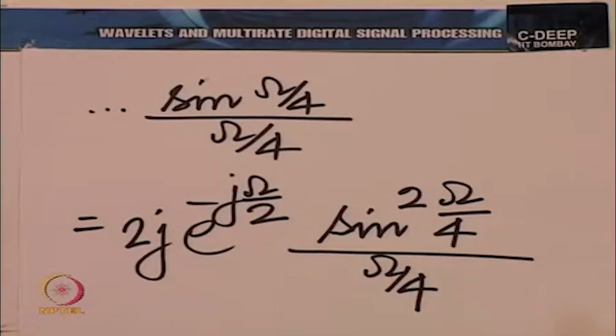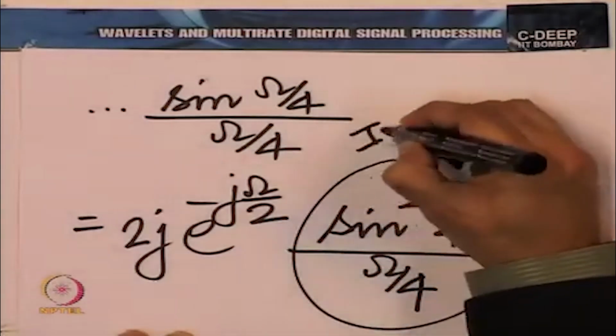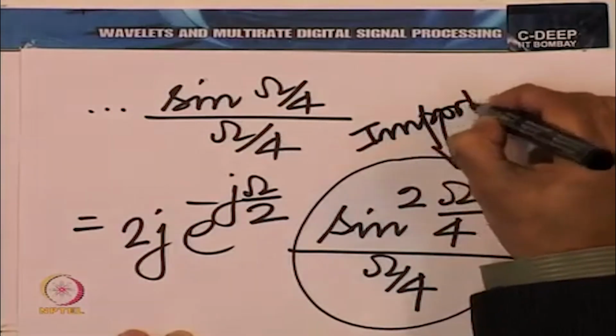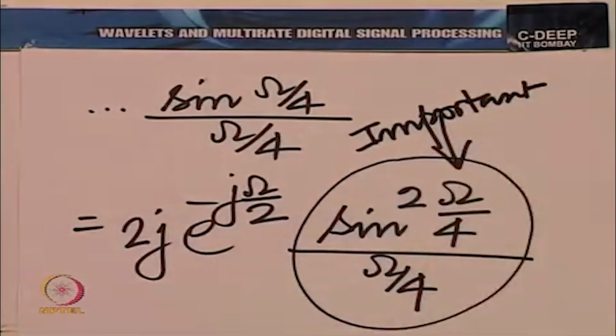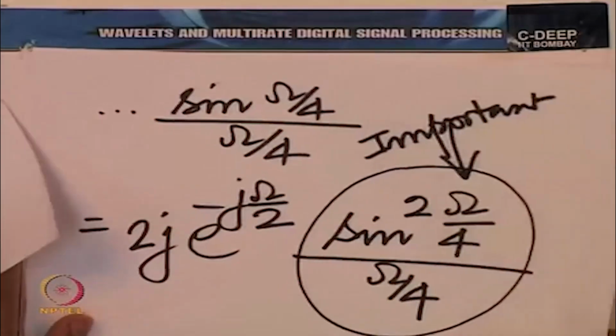So, what we need to focus on here is essentially this part. This is important. The rest of it is not, because it is this that really affects the magnitude seriously. The rest of it is essentially a constant magnitude. So, let us look at the magnitude of sine squared omega by 4 by omega by 4. First, let us look at sine omega by 4 by omega by 4. That of course, would look like this.